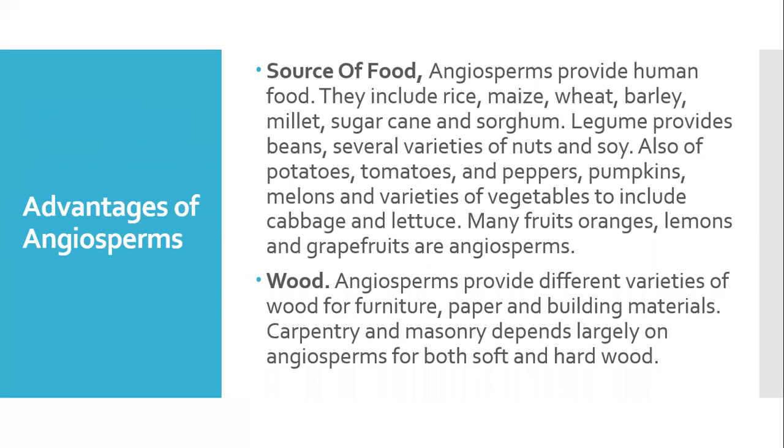All of these are foods which humans and other animals consume. Also, many fruits, for example oranges, lemons, and grapefruits, are angiosperms. So these are specifically a source of food for us and other living organisms, for example animals.